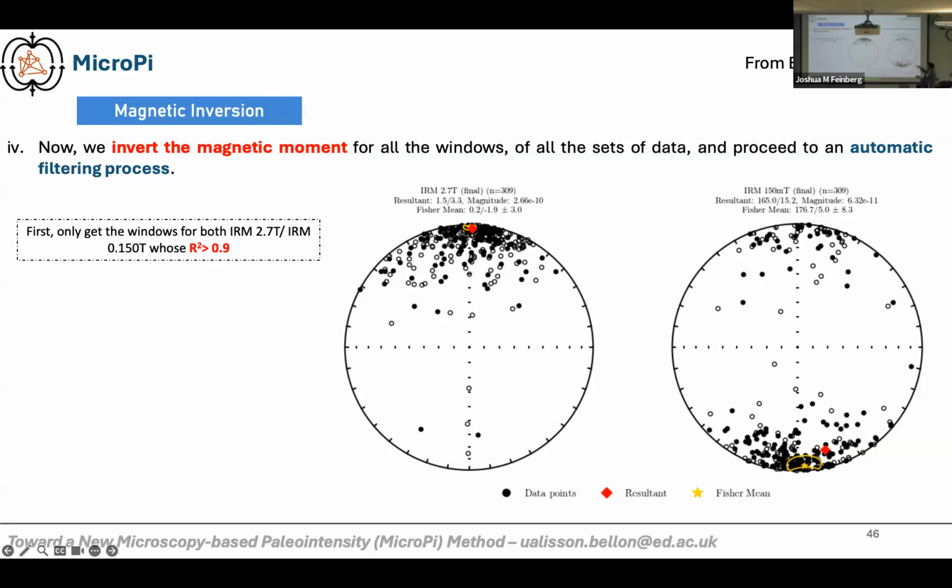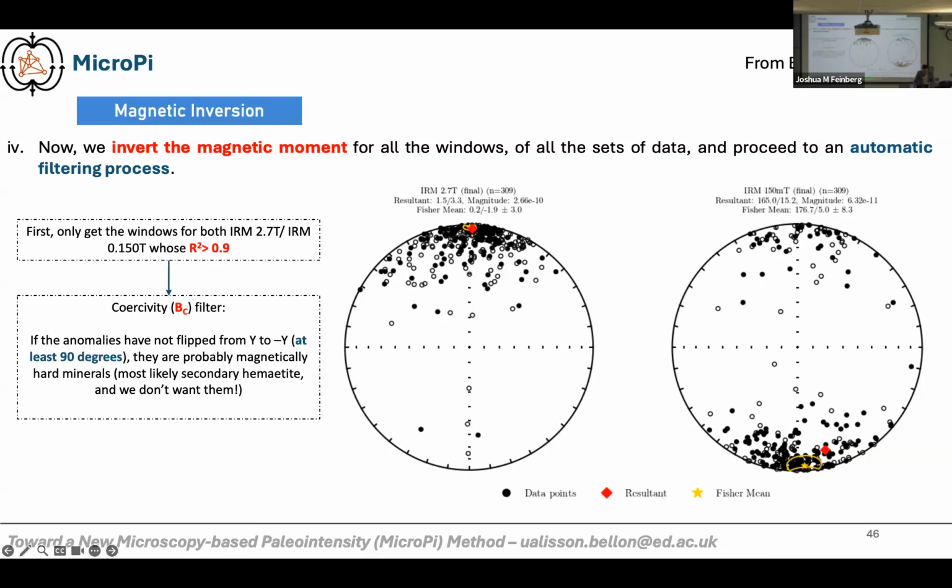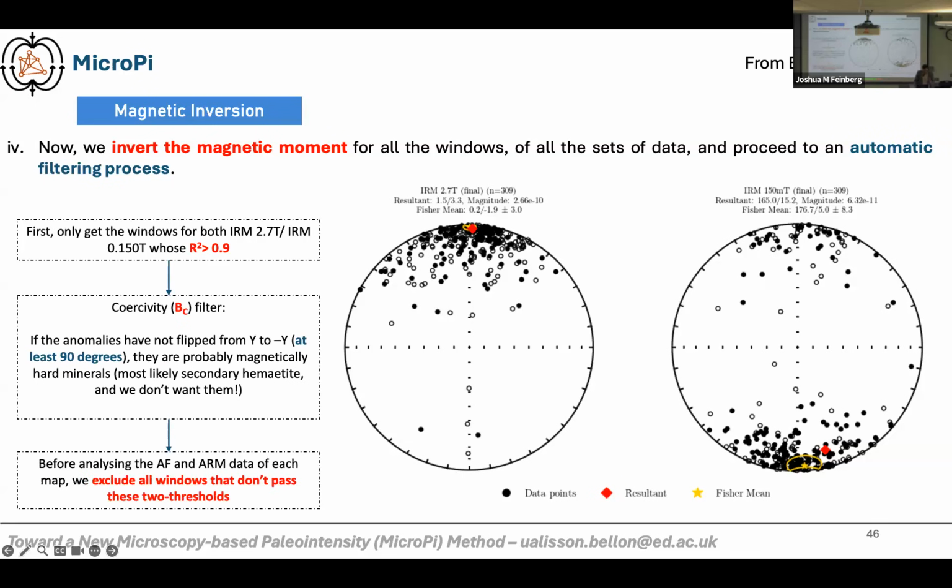And then when you leave just those with R square greater than 0.9, you say, oh, we can actually apply a coercivity filter here. I don't want anything that didn't flip. So if I have something that has more than 150 millitesla of coercivity, it's going to behave poorly when I'm actually doing the pseudo-Thellier. So I'm just going to chop it off. When you do that, you remove all of the windows that have a bad R square fitting and high coercivities, and you have a much, much smaller data set, but more constrained to work with.